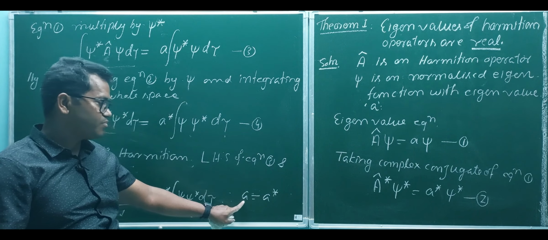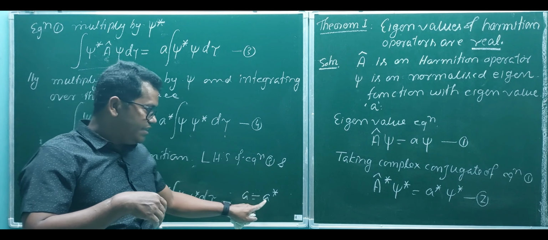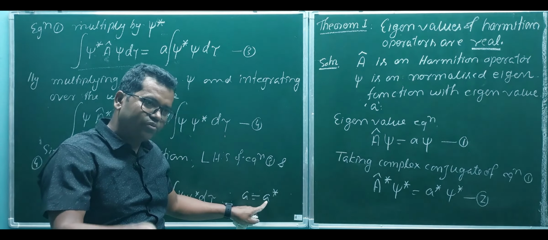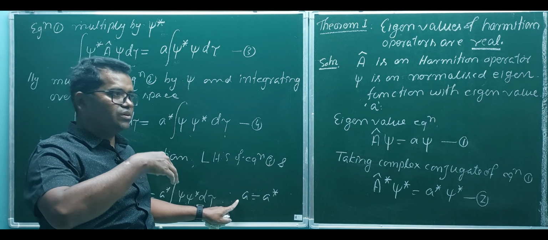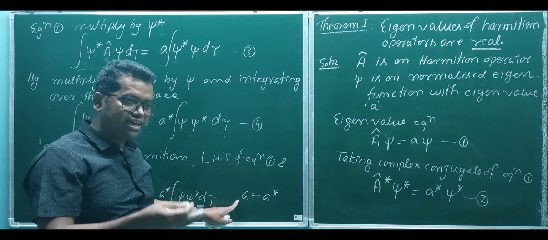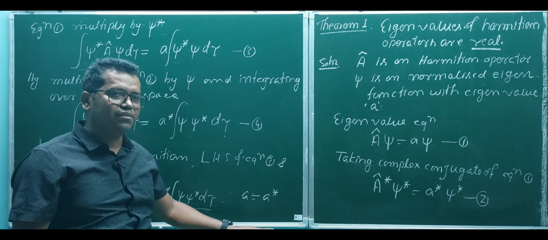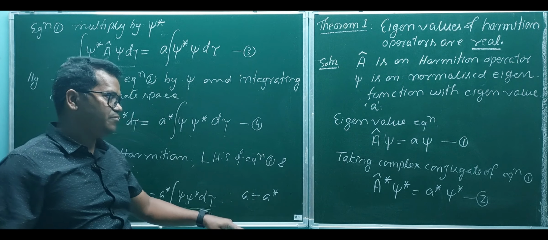That is, A star is the complex conjugate. Whatever you take the complex conjugate of should be real. That is, eigenvalues of a Hermitian operator are always real.